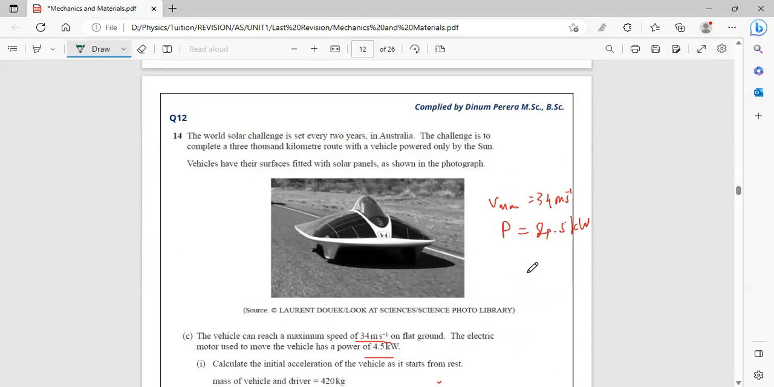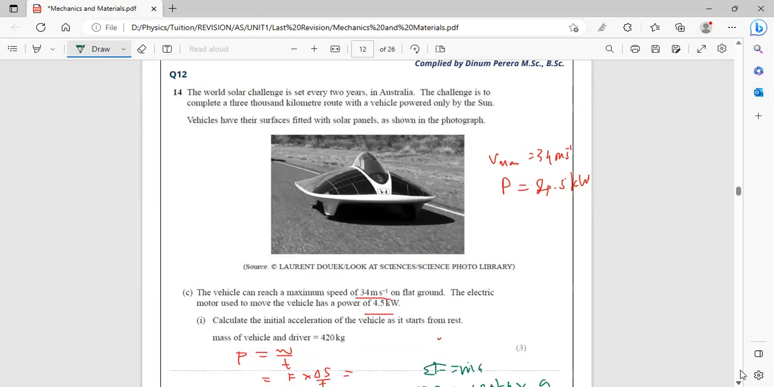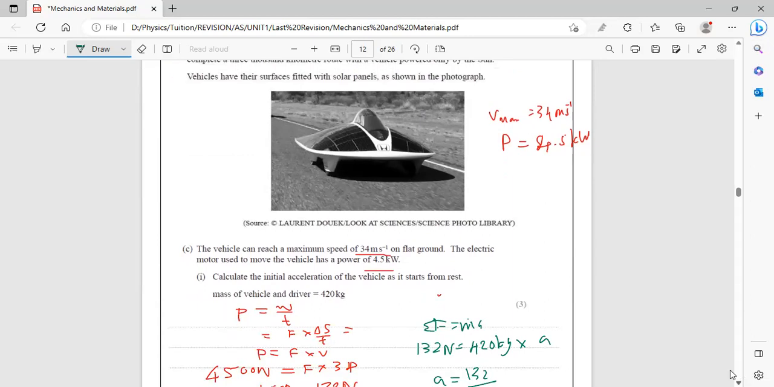Question 12. The World Solar Challenge is held every 2 years in Australia. The challenge is to complete a 3,000-kilometer route with a vehicle powered only by the sun. The vehicles have their surface fitted with solar panels as shown in the photograph. The vehicle can reach a maximum speed of 34 meters per second on flat ground. The electric motor used to move the vehicle has a power of 4.5 kilowatts. Calculate the initial acceleration of the vehicle as it starts from rest.